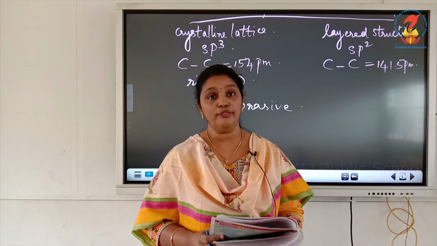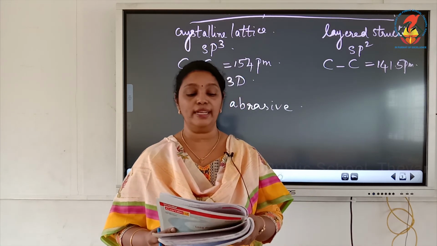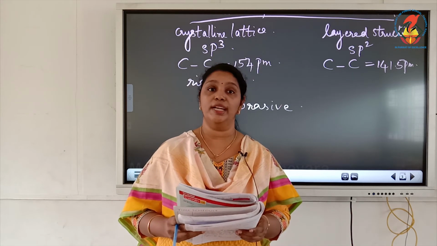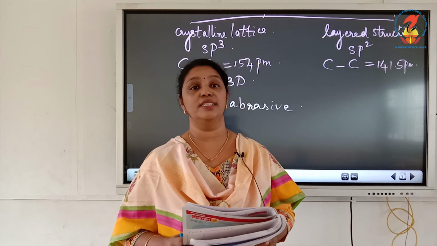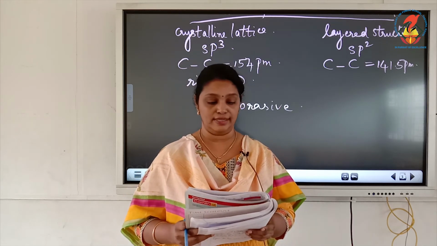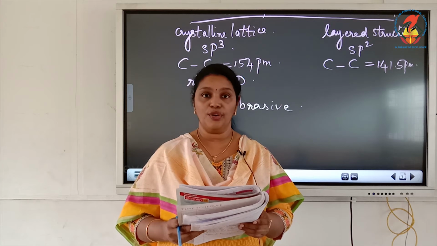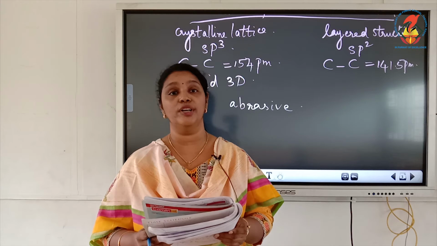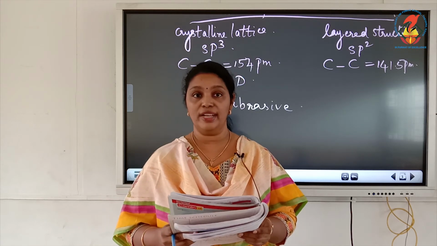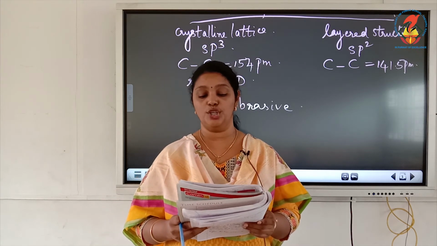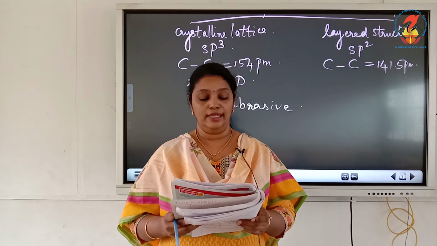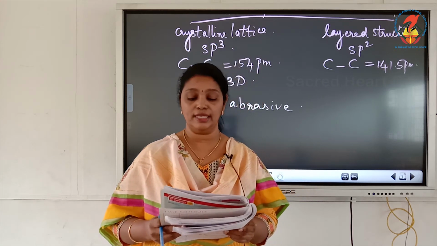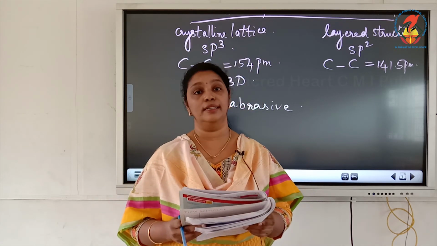Now, if you are asked to differentiate between diamond and graphite, then I am going to give the differences. Carbon atoms in diamond are sp3 hybridized, whereas carbon atoms in graphite are sp2 hybridized. Diamond is formed by joining tetrahedral units by strong covalent bonds with a 3D network of carbon atoms, whereas graphite has a layered structure formed by joining hexagonal rings. In diamond, each carbon is surrounded by 4 other carbon atoms. In graphite, each carbon is surrounded by 3 other carbon atoms.